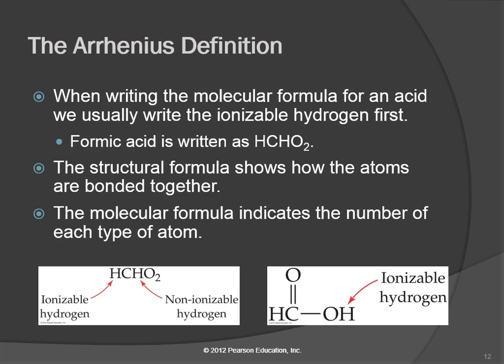It's an acid, you put it in water, it releases a hydrogen ion. This is the one that it releases. So when we write the formula for acids, we write the ionizable hydrogen first. Any other hydrogens get tucked away with the rest of the elements.